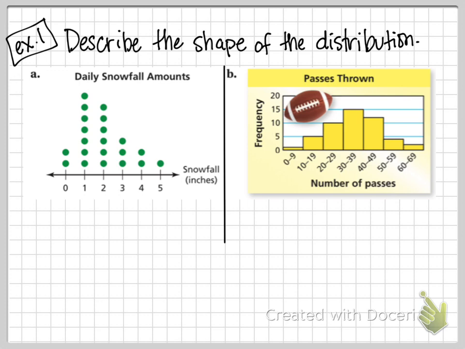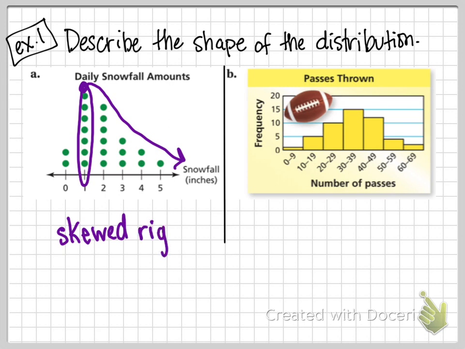Letter A, if we are going to describe the shape of letter A, the daily snowfall amounts on this dot plot, Miles, what would you say? Good. So we would say it is skewed right. Notice our highest point is here, this column, and our tail is going to the right. So we would call this skewed right. That's crazy. I'm right.